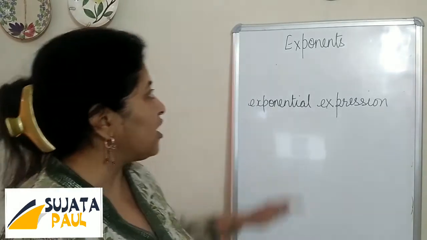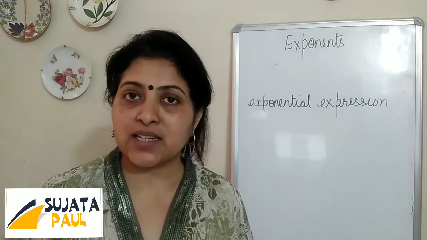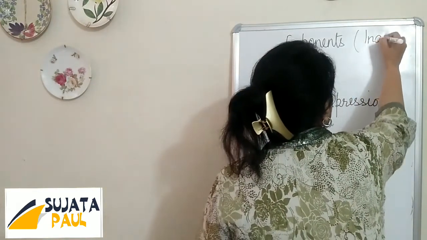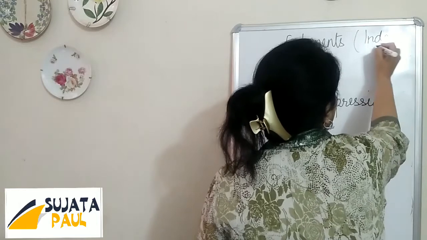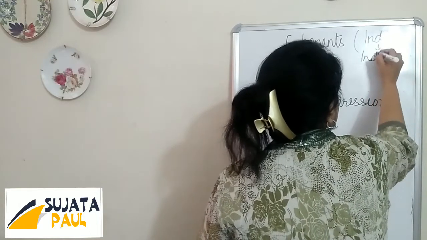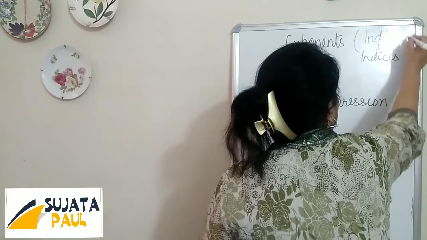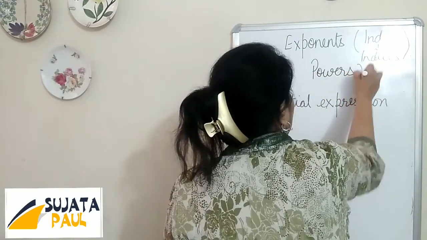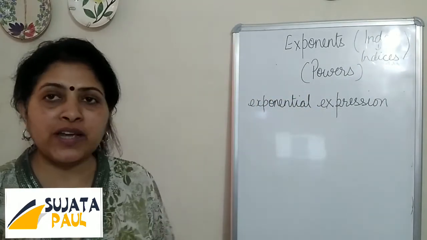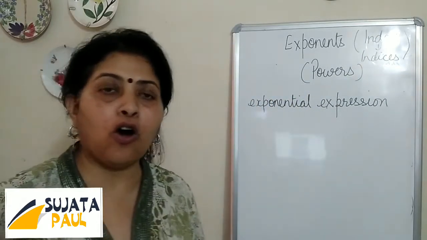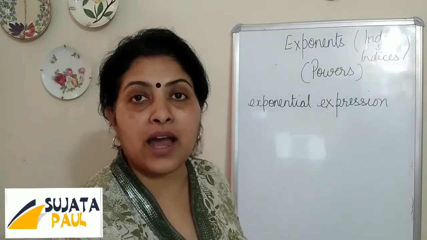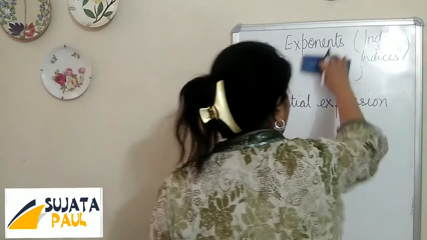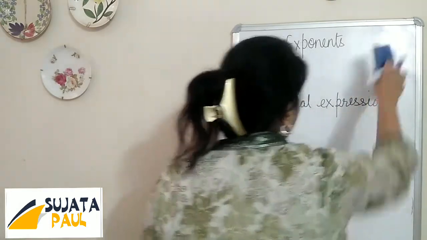Let me first talk about what an exponent is. An exponent is also called an index, and the plural of index is indices. These are also known as powers, right? So exponents or indices or powers is what I am talking about. And I think roughly you would know what I'm talking about.